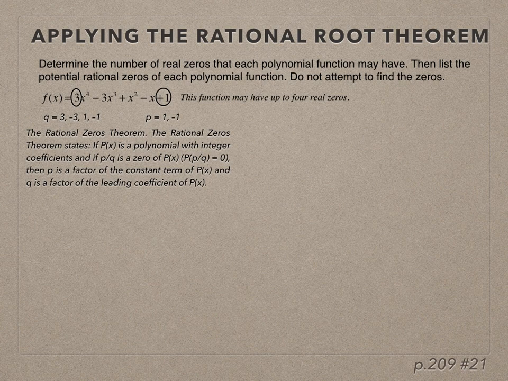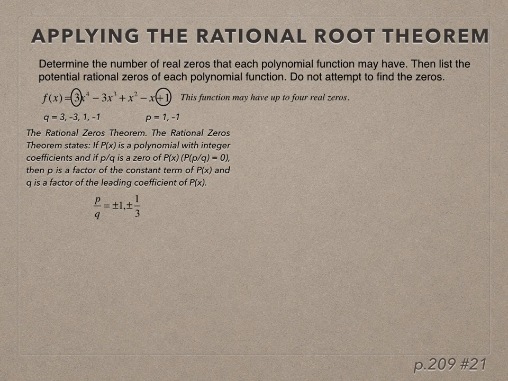The rational root theorem says the possible roots of this function are going to be p over q. And what we get is plus or minus 1 or plus or minus 1/3. So there are 4 possible roots here that are real solutions: 1, negative 1, 1/3, and negative 1/3.